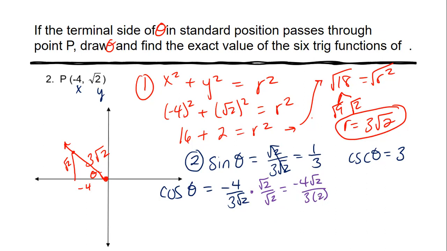So what ends up happening here? 4 and 2 are going to do what? Well, they simplify, right? And I'm left with just -2 square root of 2 over 3. That's my cosine theta.